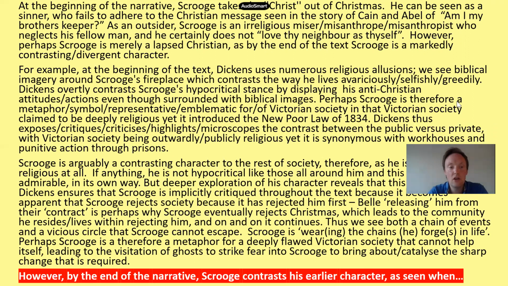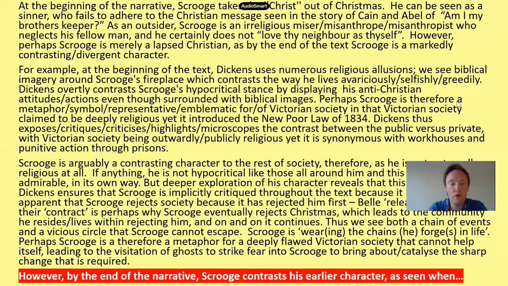Dickens thus exposes the contrast between the public versus the private, with Victorian society being publicly religious at the same time as being synonymous with workhouses and punitive actions through prisons.